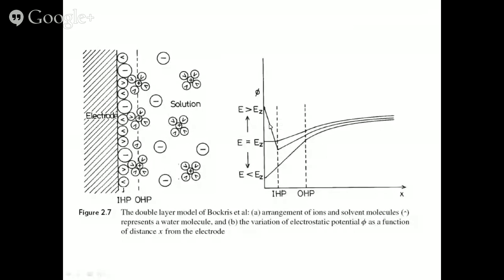So the potential will drop in many ways. Here I have shown the inner Helmholtz plane, how the potential is dropping. In the outer Helmholtz plane, how the potential is increasing. Then in the bulk of the solution, how it reaches the steady state potential of the system.